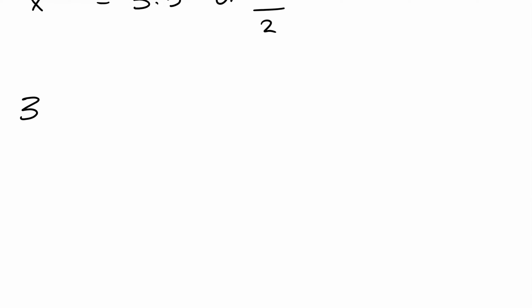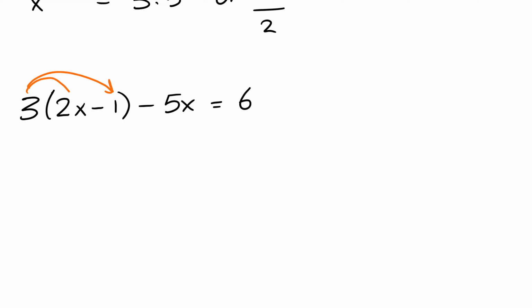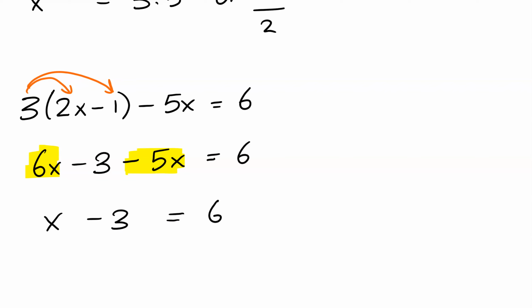We'll go with 3 bracket 2x minus 1 minus 5x equals 6. So again, we're going to try to simplify this. We want to have all our x's on the same side. So first I'll expand this bracket out, because I need to expand this to get all my x's. So I'd have 6x minus 3 minus 5x equals 6. Now I've got like terms over here. The 6x minus 5x just leaves me with x minus 3 equals 6.